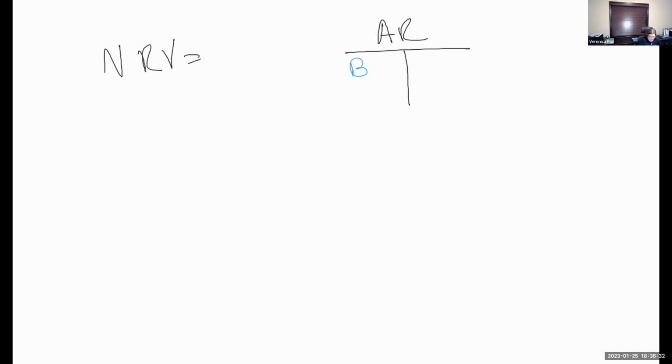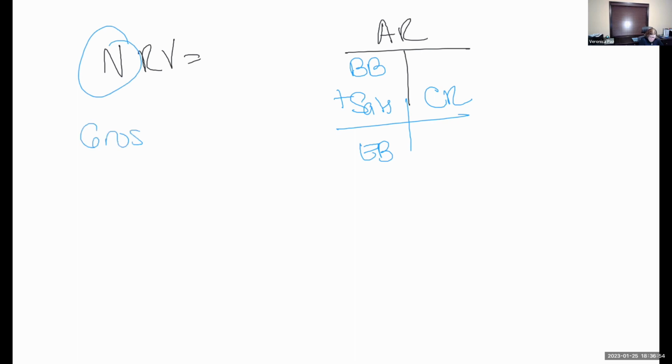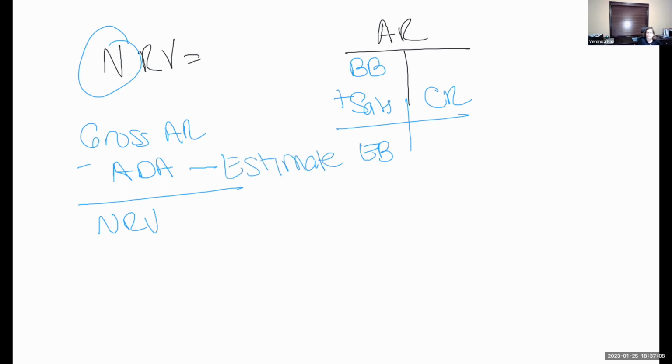So we have beginning balance. When do accounts receivable go up? With sales, right? They go down with cash receipts, and then we have an ending balance. What's the net part? We have gross accounts receivable less what to get to net realizable value? Allowance for doubtful accounts, right? So isn't that an estimate? Yeah, right? Does that make sense? Or is everybody confused?